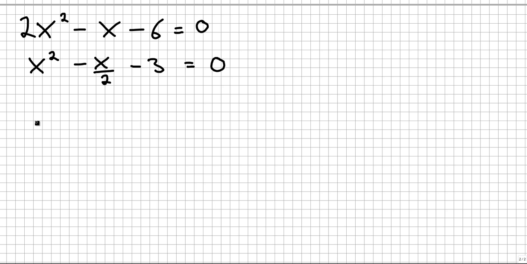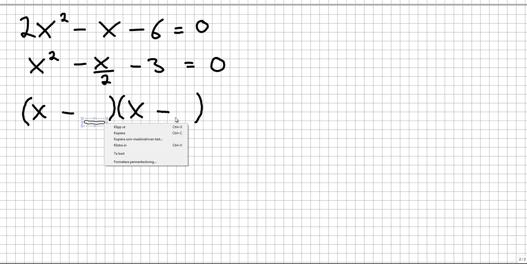Now we know that we can rewrite this side as an expression that looks like this. We're going to have an x here, an x here, and since we have minus here, I'm just going to write minus and minus. We don't know the number here yet, so I'm just going to do it like this.